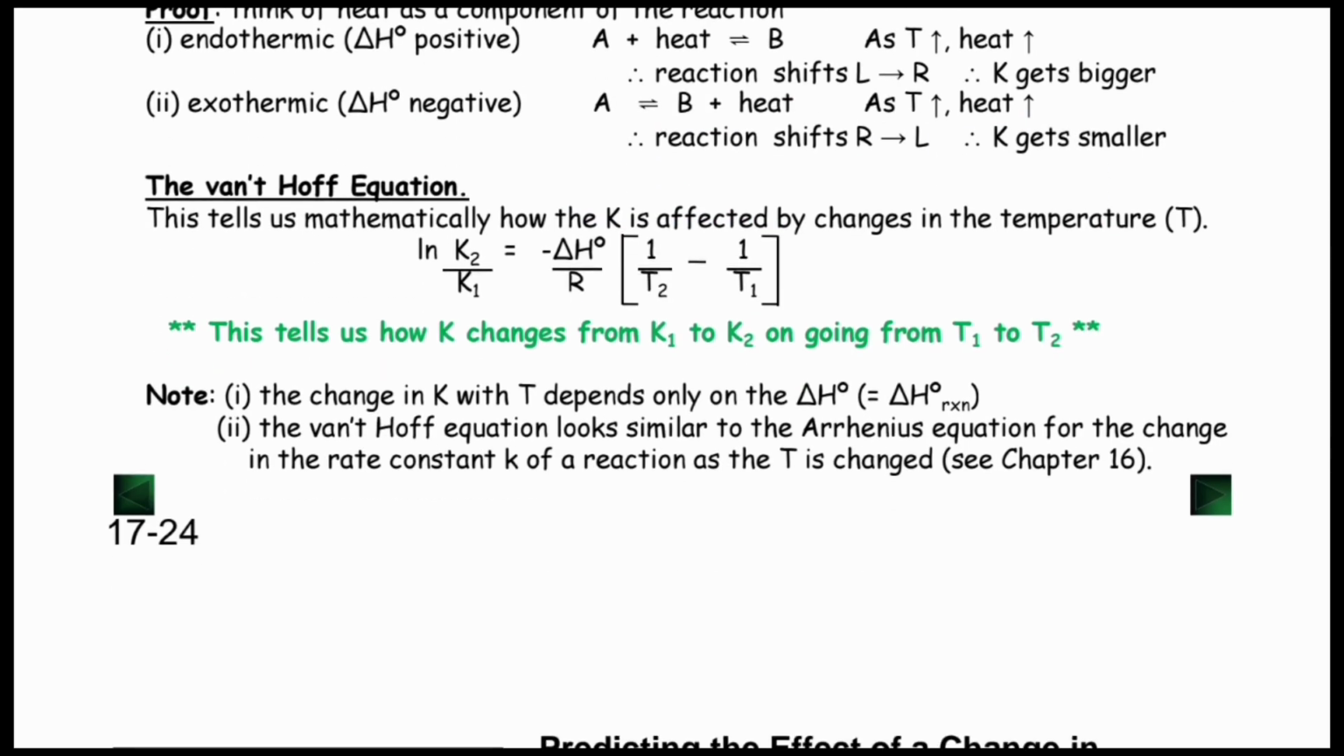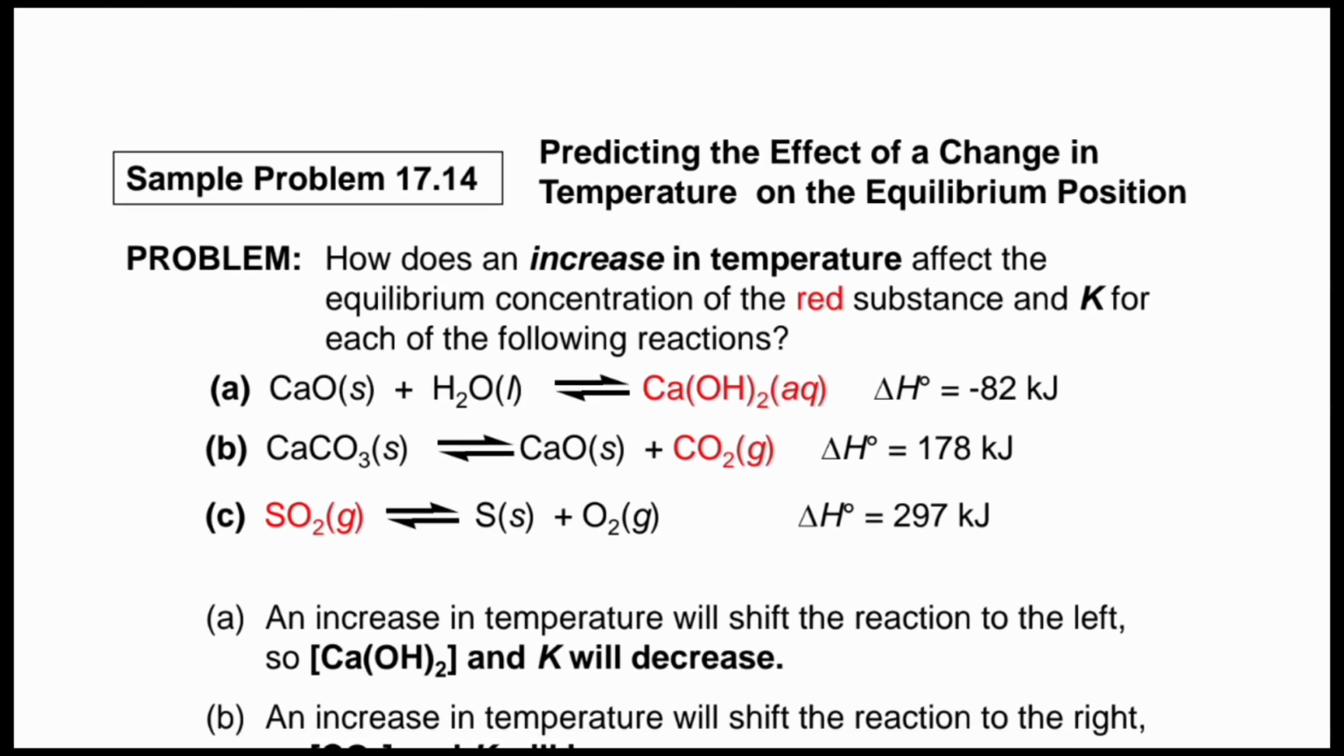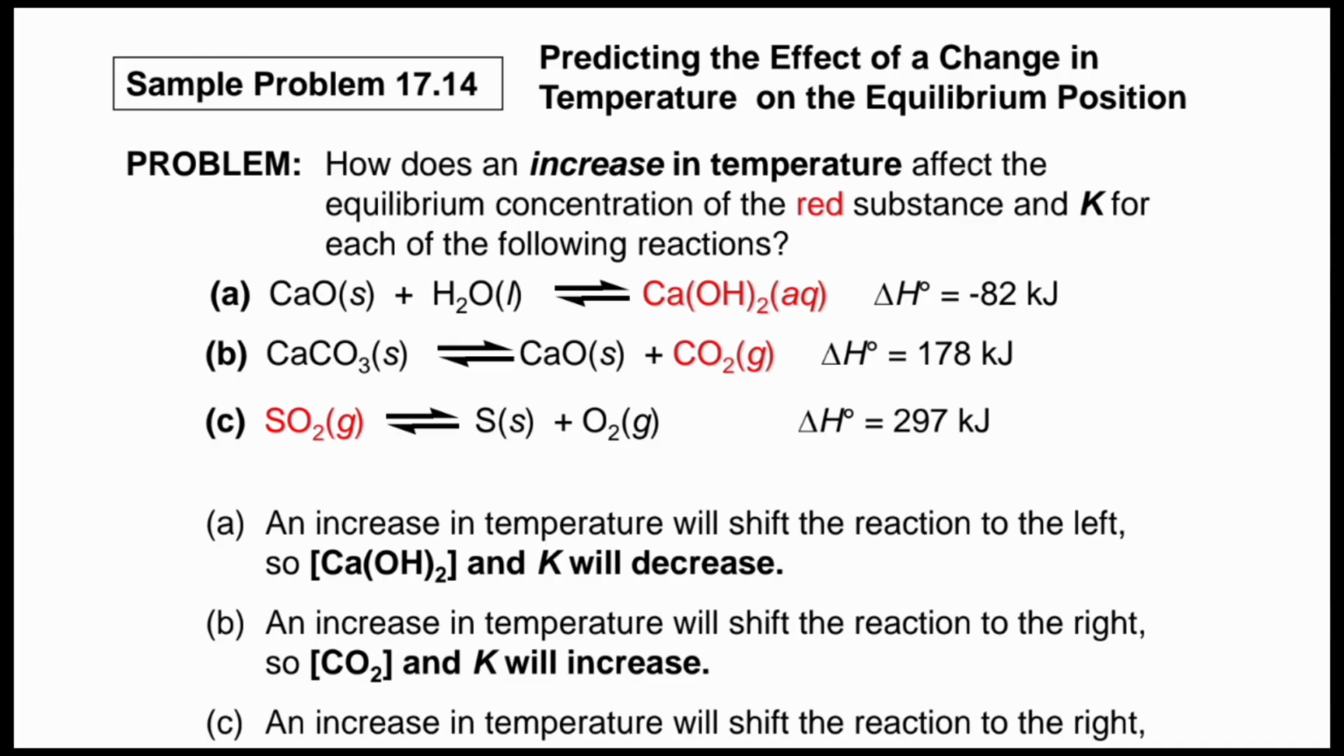okay. Van't Hoff equation here: this tells us how K changes from K1 to K2 on going from T1 to T2. The change of K with T depends only on the delta H naught of the reaction, okay. The equation looks similar to the Arrhenius equation for the change in the rate constant k of a reaction as T is changed. Okay, these are like answers.